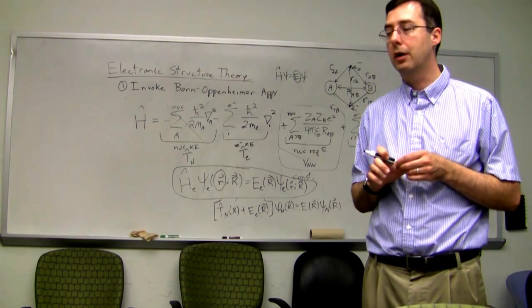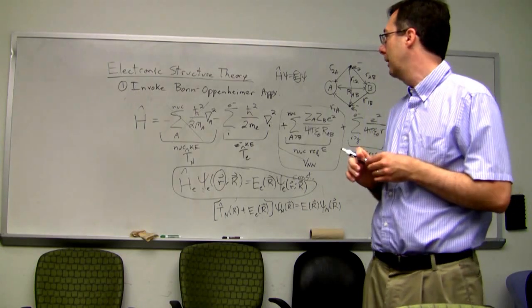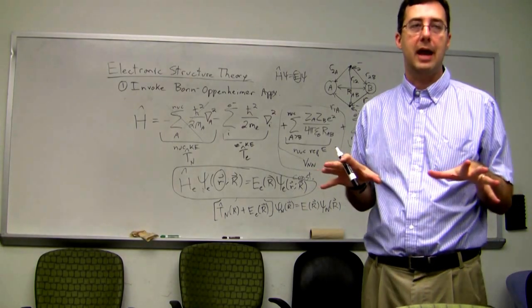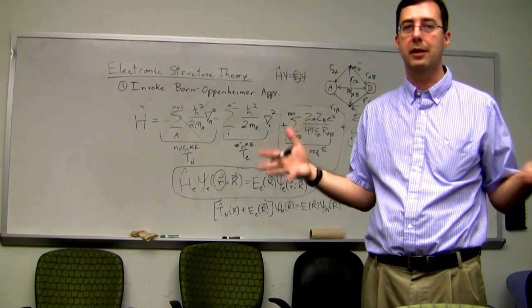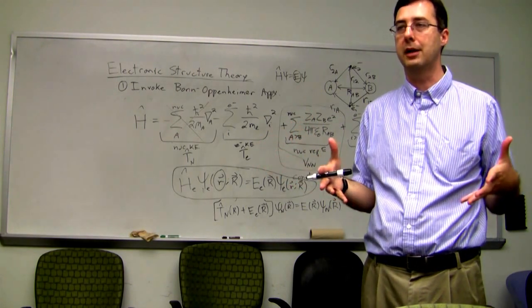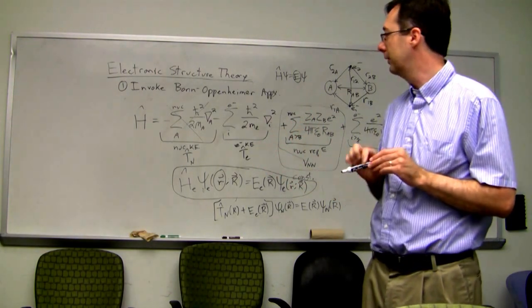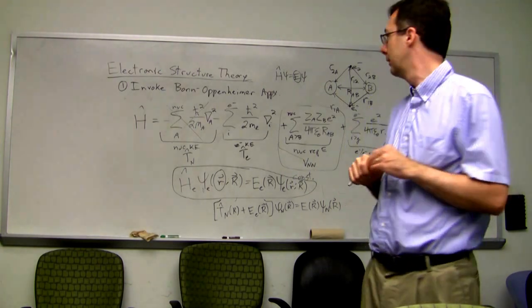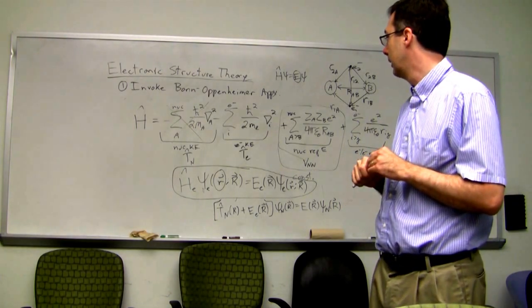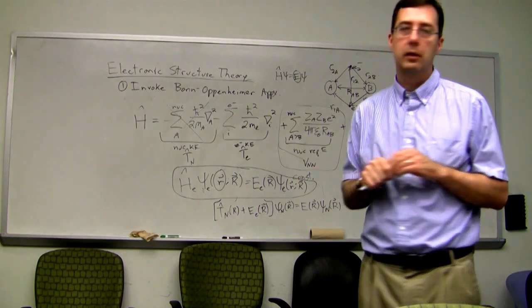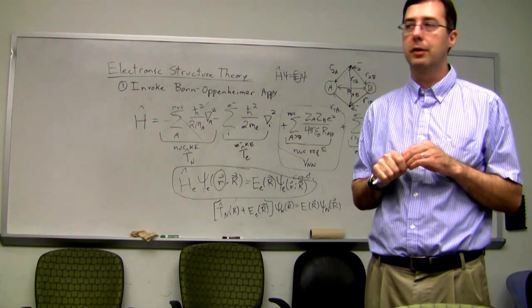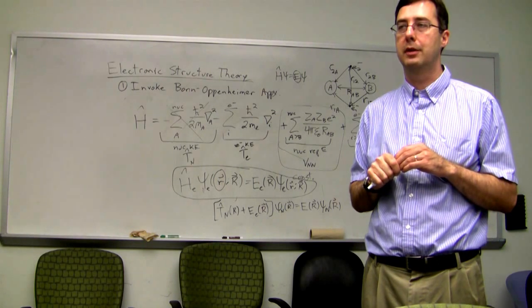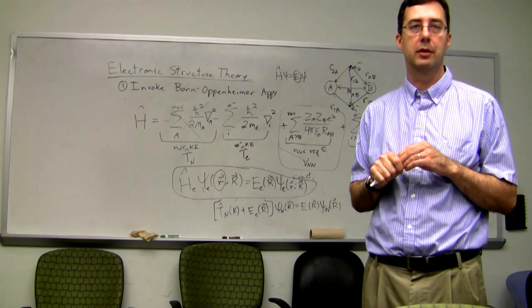But before you get to Hartree-Fock theory, it's important to stop for a second and ask, do I know anything about the kind of solution this will be? And the answer is yes, we do know at least a little something about this. And that is the Pauli principle, or the more general form of that, the anti-symmetry principle.